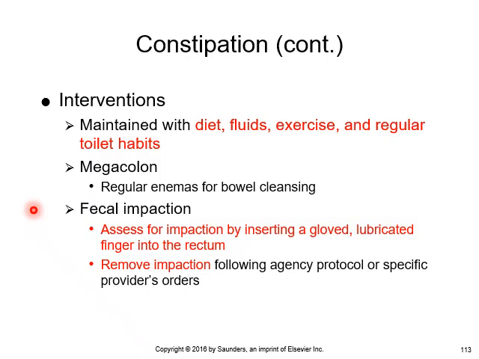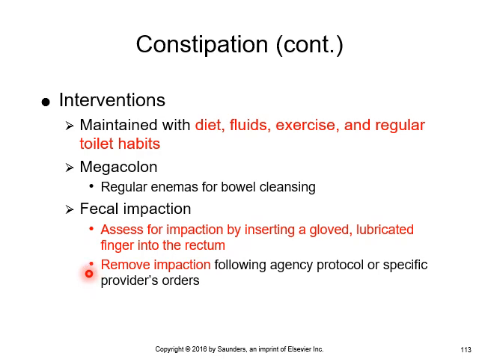Interventions for constipation are to maintain diet, fluids, exercise, and regular toilet habits. And if there is a fecal impaction, we assess for the impaction by inserting a gloved, lubricated finger into the rectum, and we would be able to feel it. It's hard and it's stuck in there. We would remove the impaction following the agency protocol or specific provider's orders.